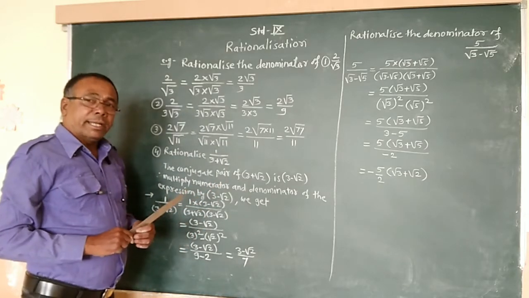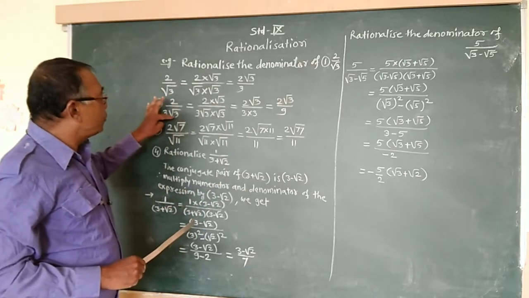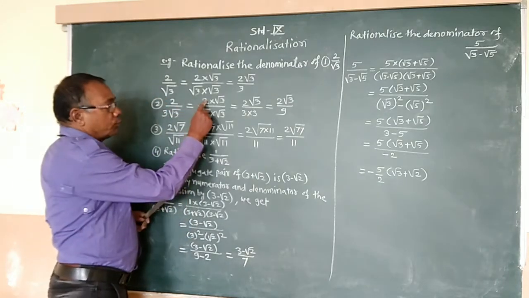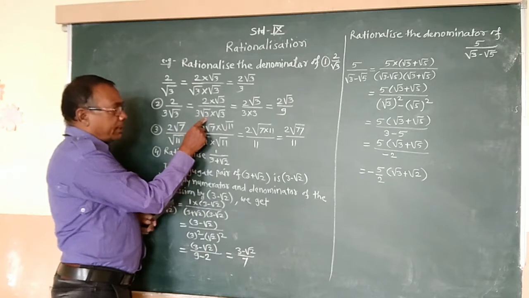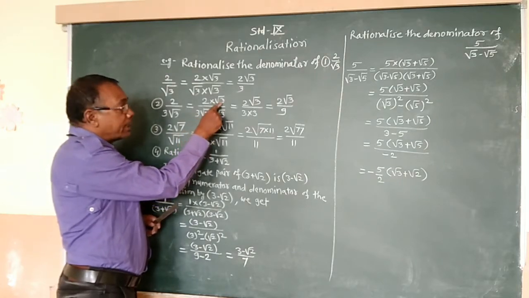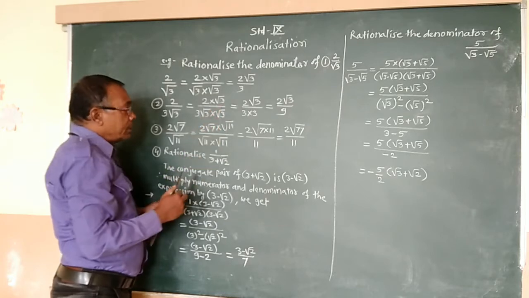Now there is a second example: 2 upon 3 root 3 is equal to, again I have written here 2 upon 3 root 3. Now there is root 3, so again I will multiply the numerator and denominator by root 3.